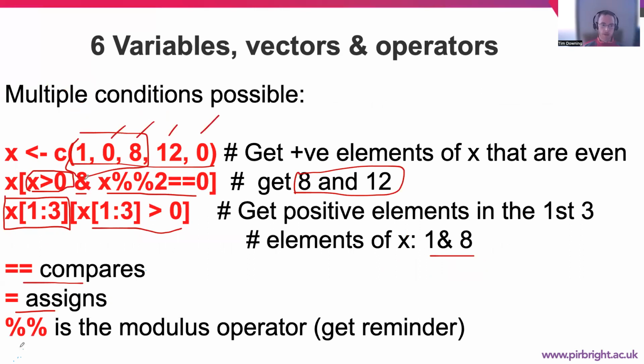So if we had a pipe here instead of the and, we could have x greater than 0, which corresponds to 1, 8, and 12, or x mod 2 equals 0, which would have given us 0, 12, 8, and 0. So in that case, if we had a pipe symbol there in the middle, we would have got all 5 elements of that vector back. So that kind of concludes our video on how to manipulate vectors, variables, and operators with R.